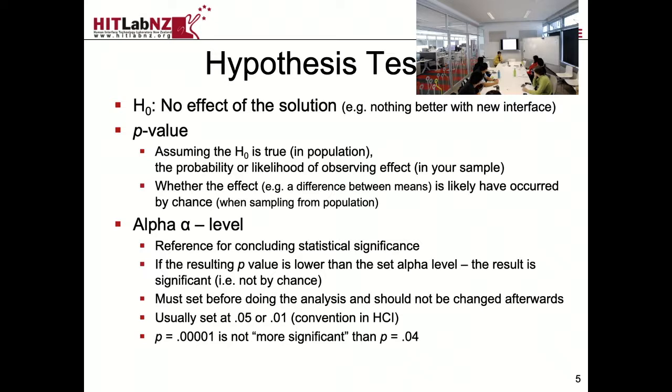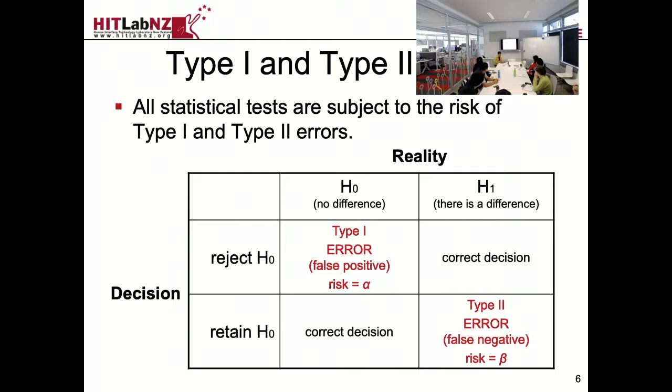And last time, we also mentioned that usually we use 0.05 or 0.01 as an alpha level, which is the level at which we judge the p-value. Can you remember what the type 1 error and the type 2 error were? What was that? Yeah, we remember the table, right?